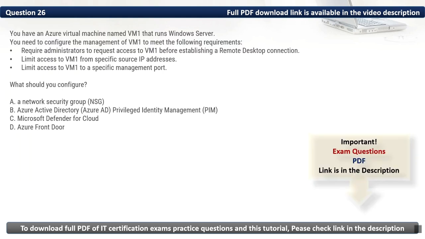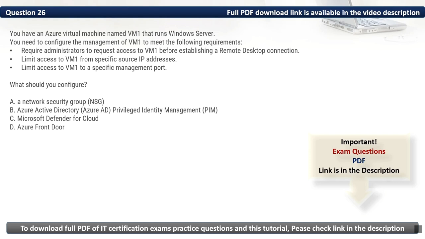Question 26. You have an Azure virtual machine named VM1 that runs Windows Server. You need to configure the management of VM1 to meet the following requirements. Require administrators to request access to VM1 before establishing a remote desktop connection. Limit access to VM1 from specific source IP addresses. Limit access to VM1 to a specific management port. What should you configure? Firstly, let's eliminate the incorrect options.